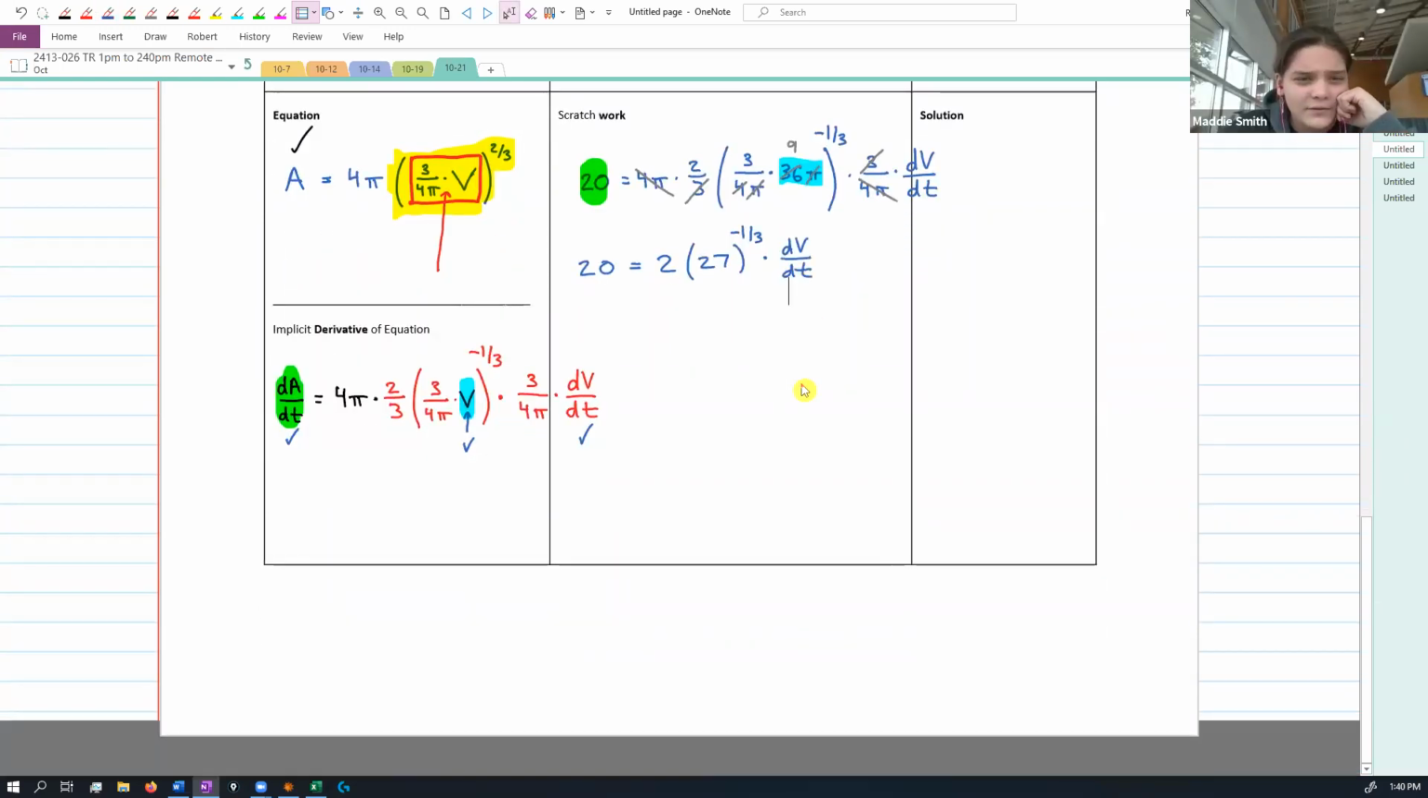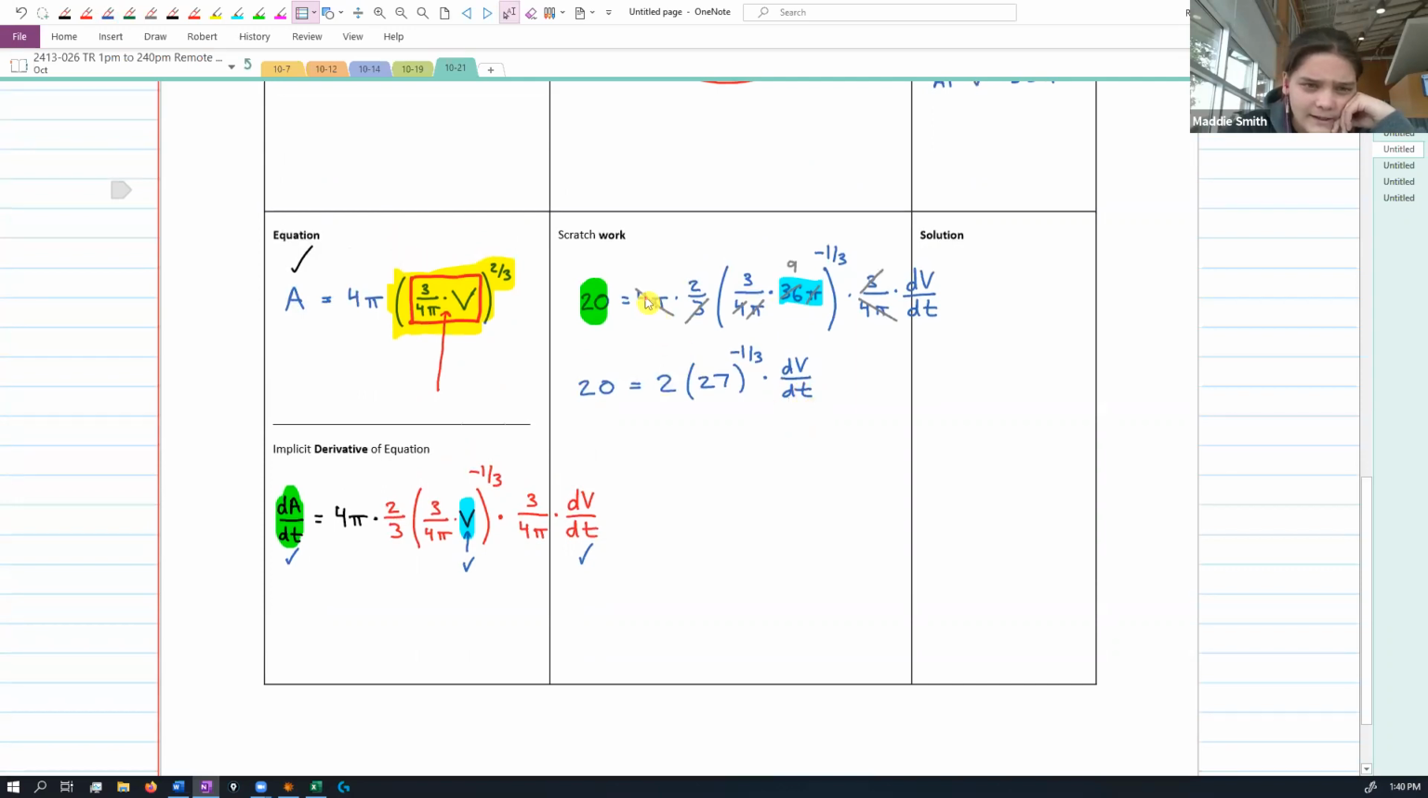Sorry, how did you cancel out the 4 pi? At the beginning, this 4 pi here cancels with this 4 pi down here, because you can look at that 4 pi up front as a 4 pi over 1. That good, Maddie? Yes, thank you.